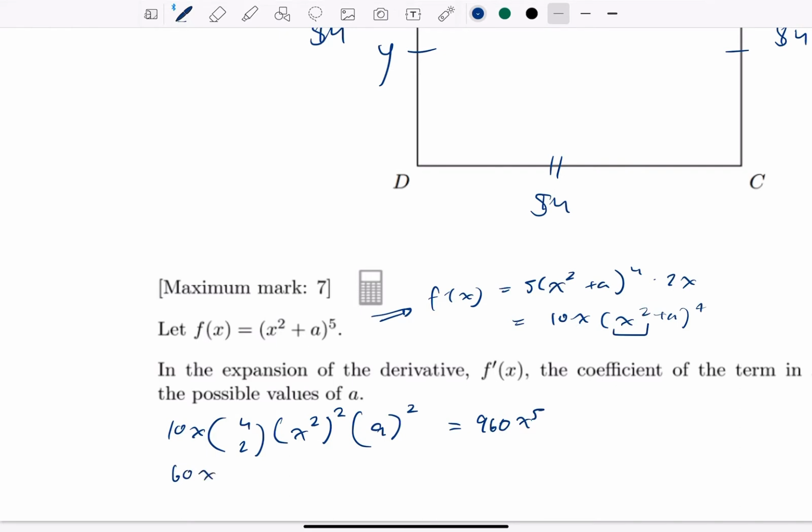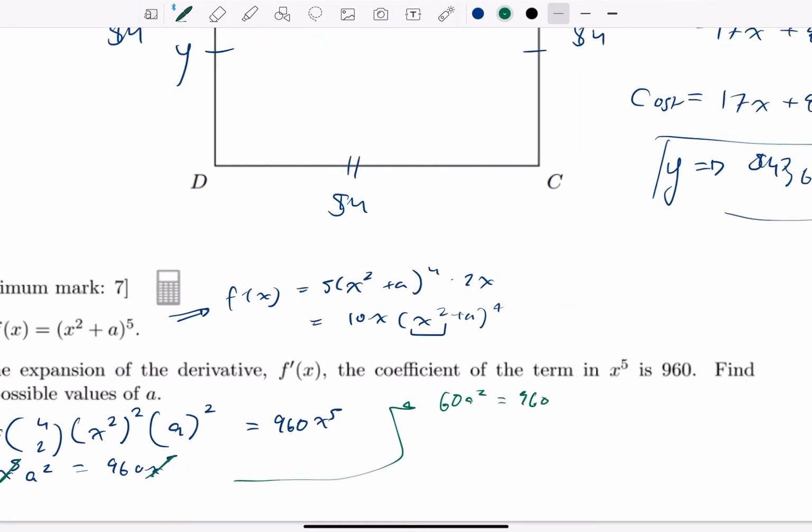So we get 60x x^4, but 1 plus 4 is just 5, so we can consolidate that right on the spot: 60a^2x^5 equals 960x^5. However, we're just interested in looking at our coefficients, so these bad boys can go away. Now what we need is 60a^2 equals 960, and from the top of my head, 960 divided by 60 is just 16. So a is equal to the principal and negative square root of 16, which is just plus or minus 4.